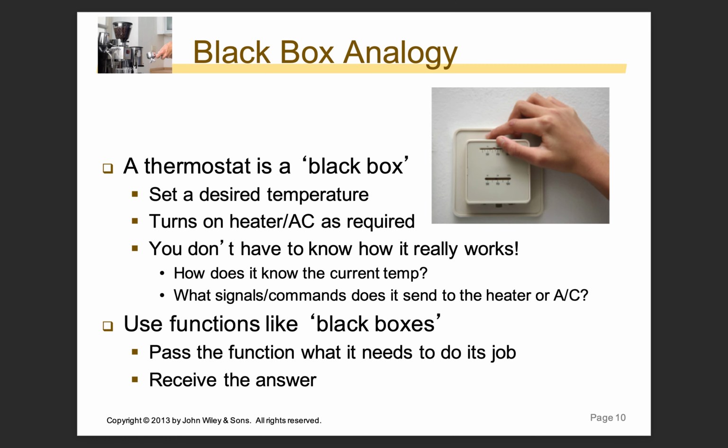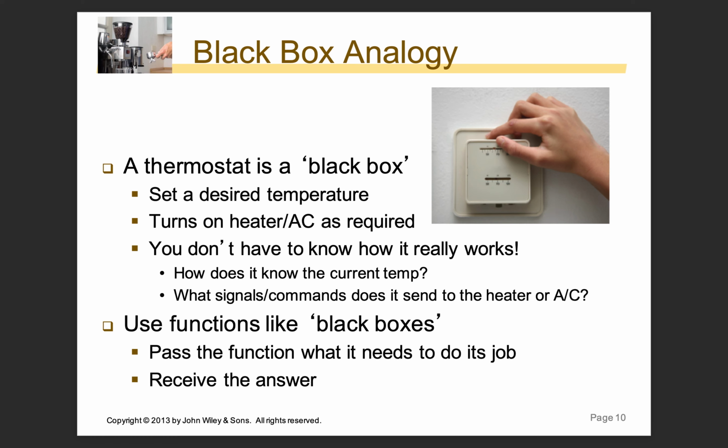So this leads us on to the idea of functions being black boxes. If we think about a real-world application, we think about a thermostat. A thermostat is essentially a black box. What can we do with a thermostat? Well, we can set a desired temperature. The thermostat itself will turn on the heater or the air conditioning as required to reach that temperature, but we don't have to really know at all how the thermostat actually works. How the thermostat actually knows the current temperature versus its goal temperature, we don't need to worry about.